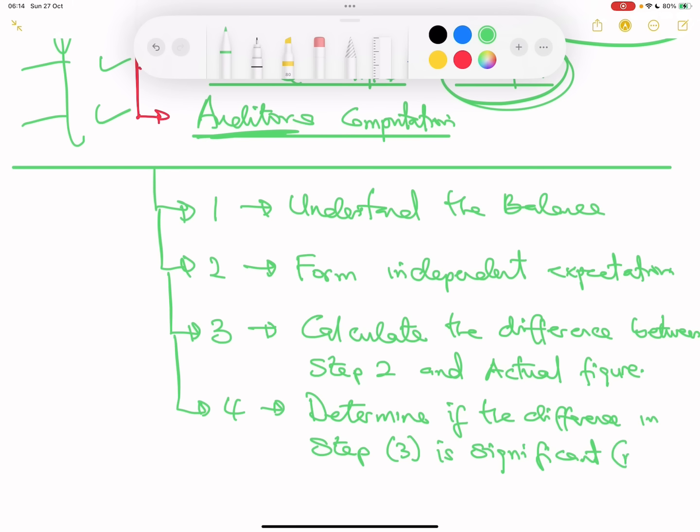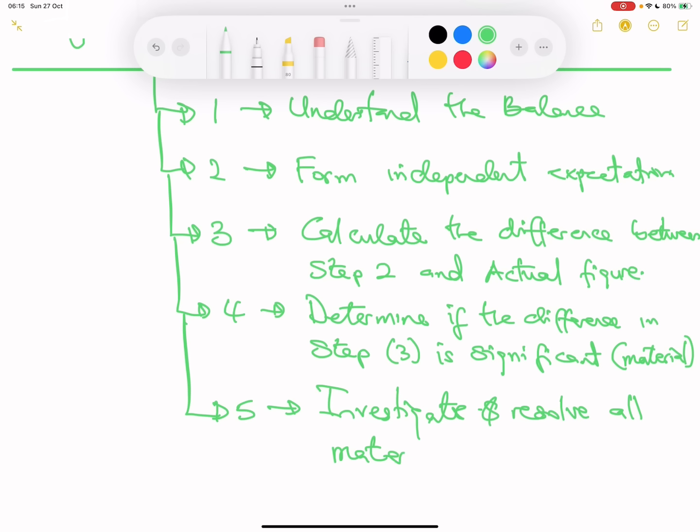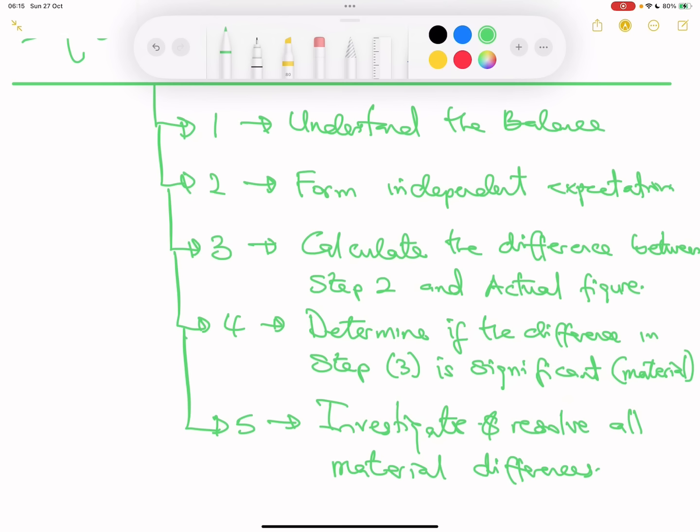Because remember, we will not sweat on items that are not material. So if the difference is not material, if the difference is just 1, the difference is just 2, why should you bother? But if it is material, then you need to investigate the difference. So investigate and resolve all material differences. And those are the steps you need to know. 5 steps for analytics. Make life easy.